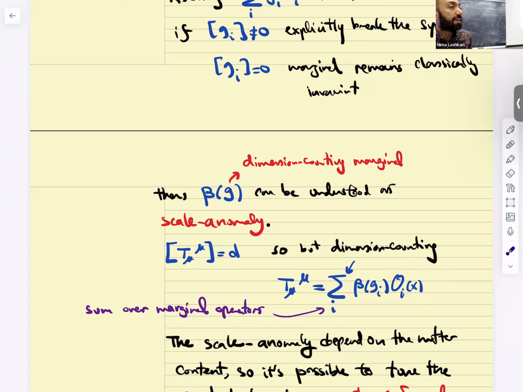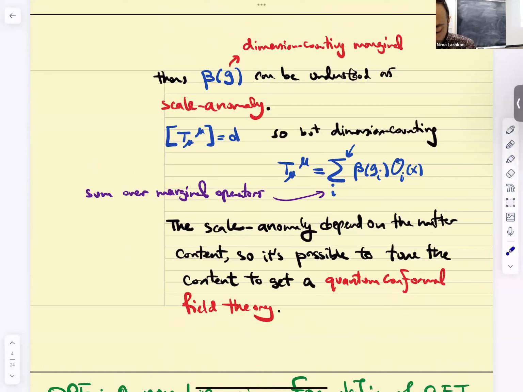The rule of thumb is that if there is no symmetry that forbids mixing between operators of the same dimension, they would mix, right? It's the same principle in the renormalization group. If you don't have a symmetry that forbids the generation of certain operators, under the flow, they will get generated. They will just be generated.